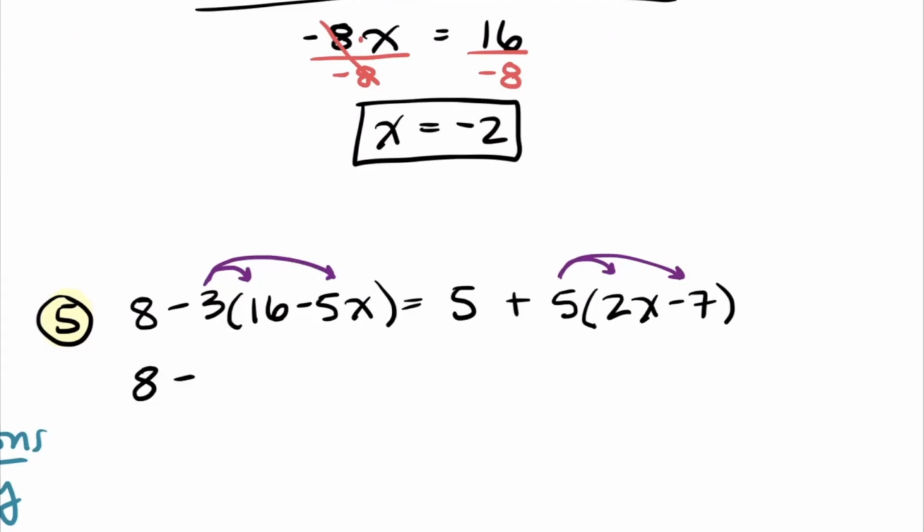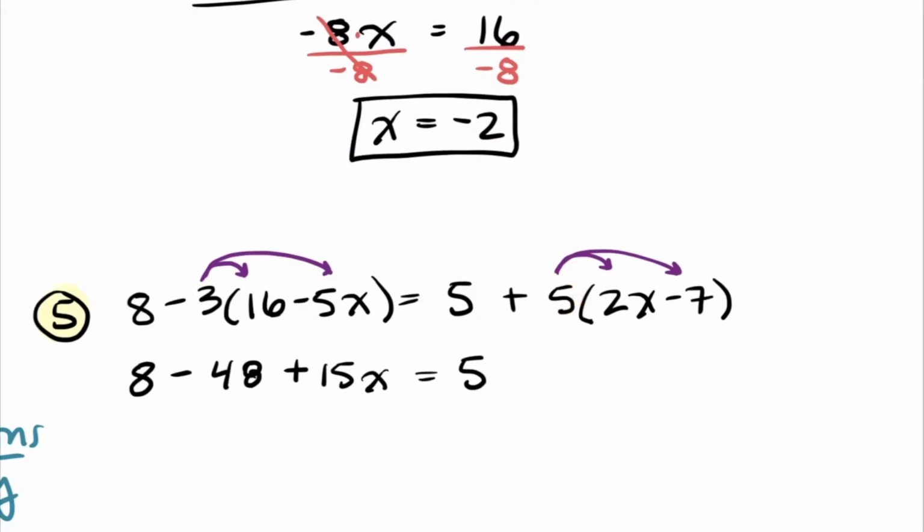3 times 16, I believe, is 48. This is a negative coming into the minus 5x, so this will make this plus 15x. This 5, right, we can't do this plus 5 first. Multiplication comes first when we are having to simplify an expression. So we'll have to bring the 5 in to give us plus 10x. And then 5 times 7 is 35.